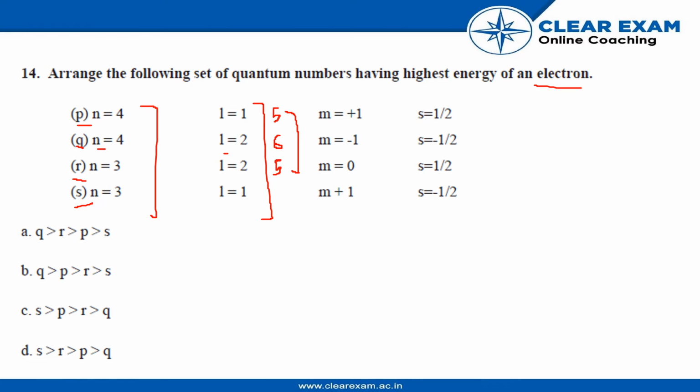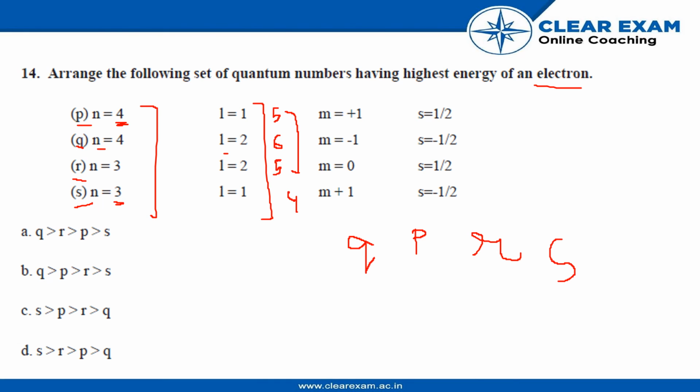Because when the total is same, we see which has the higher N. So P here has a higher N, so that's why P will have the higher energy, and the lowest energy we will have in the S set. That comes out to be 4, 3 plus 1 is 4. So the pattern is Q, P, R, and S.